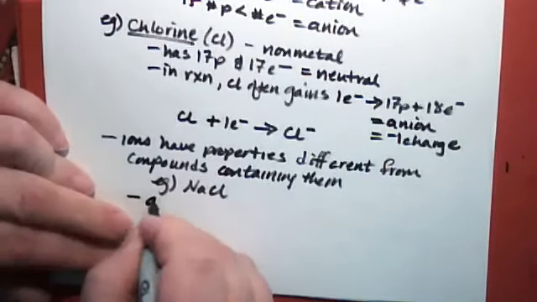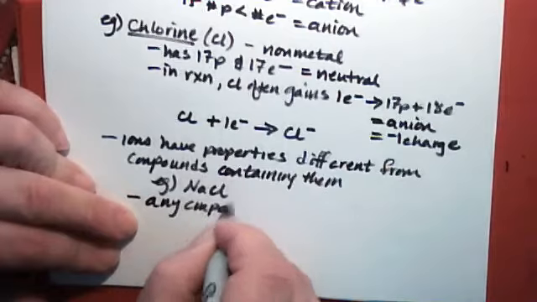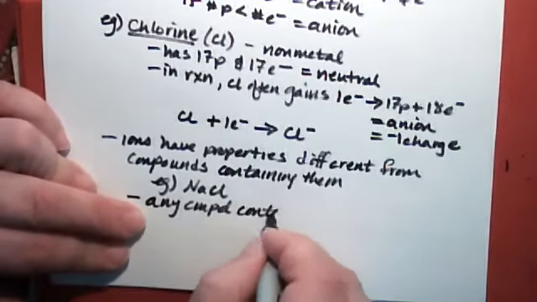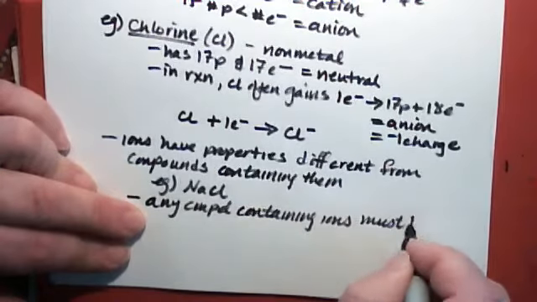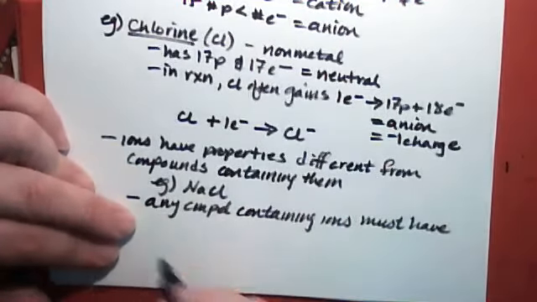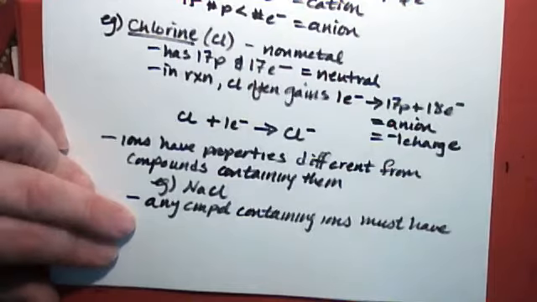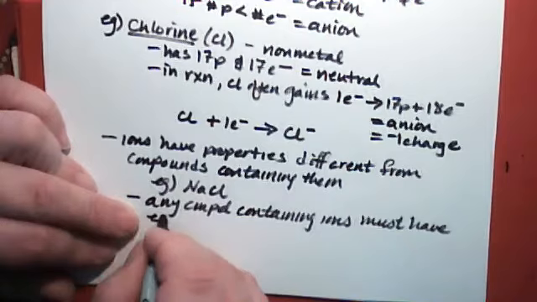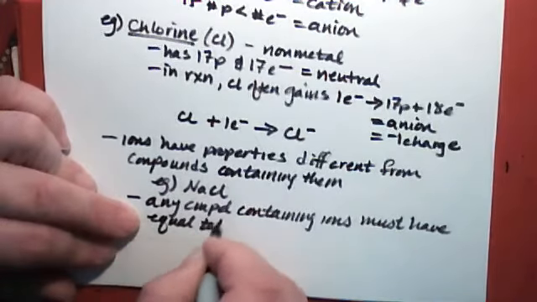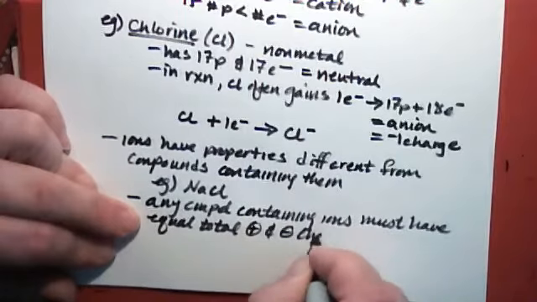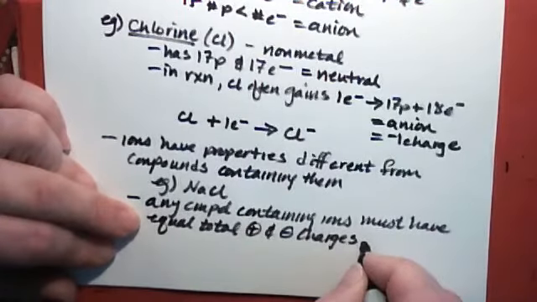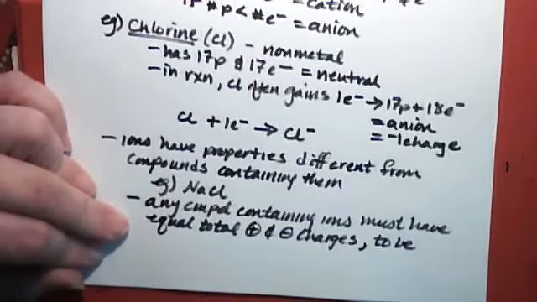Okay, and also, it's important to remember that any compound containing ions has to have equal total positive and negative charges. Because the goal is to make a compound that's neutral overall.